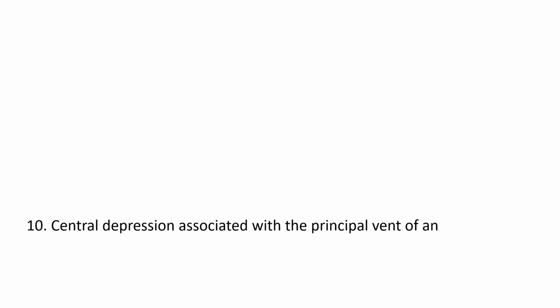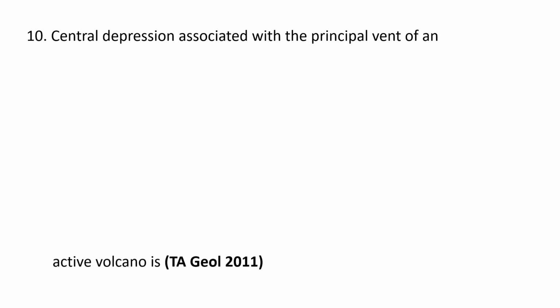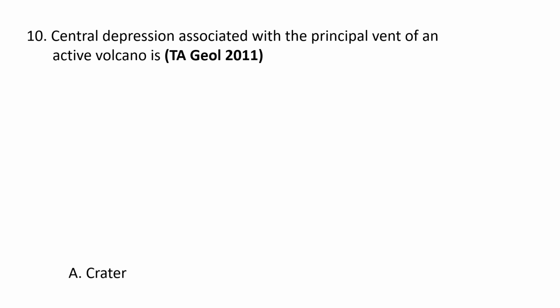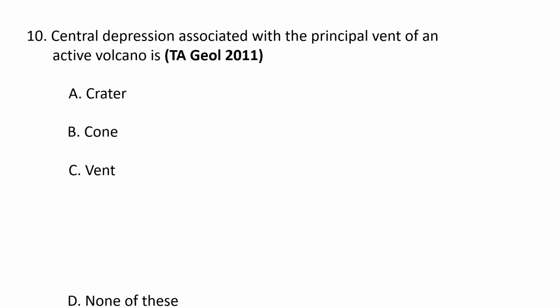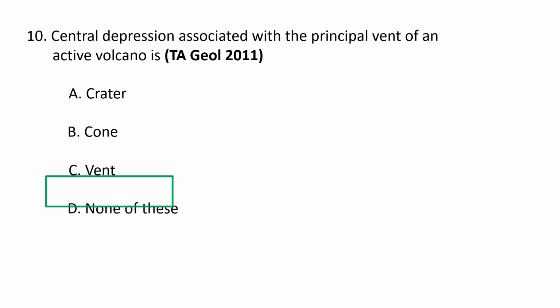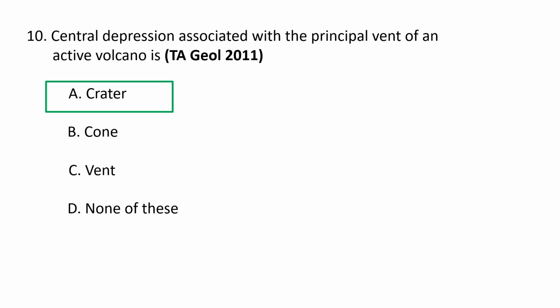Next question. Central depression associated with the principal vent of an active volcano is, this is also a simple question, A. Crater, B. Cone, C. Vent, and D. None of these. So the correct option is A. Crater. A crater volcano is a volcano with a crater, which is a bowl-shaped depression in the ground caused by volcanic activity, and the crater is usually located at the summit or the top of the volcano.